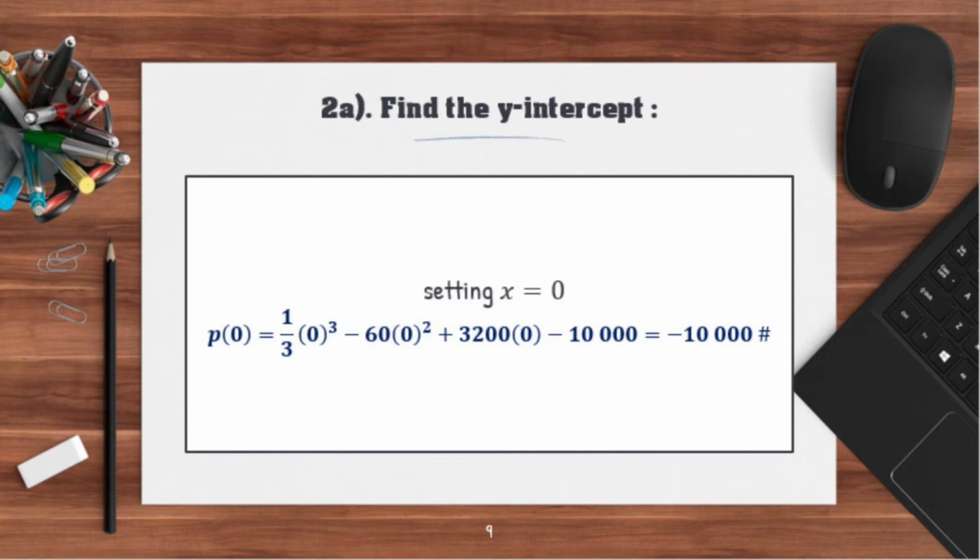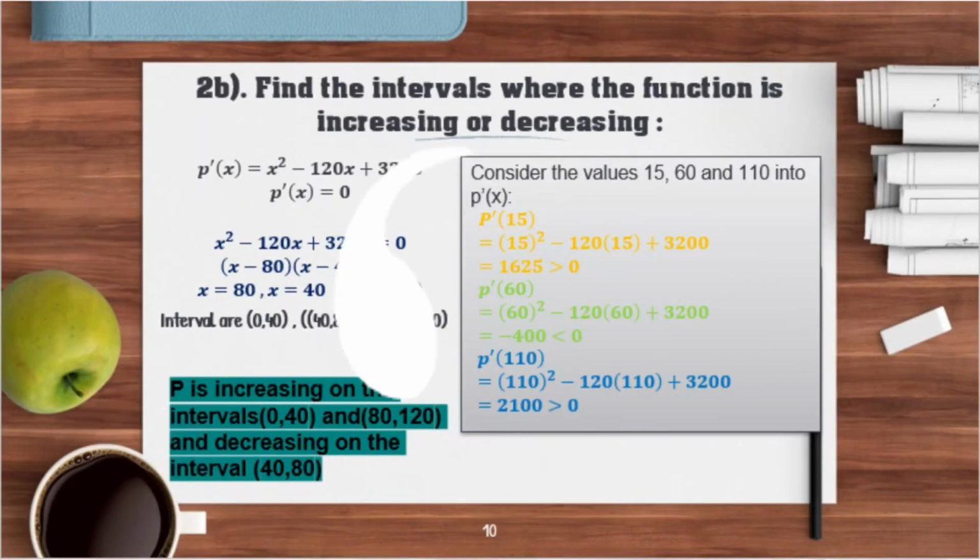In this question, we need to find the y-intercept. This question is quite simple because we just set x equal to 0. So, replace x with 0 in the demand equation. The answer is negative 10,000. Question 2b. Find the interval where the function is increasing or decreasing.